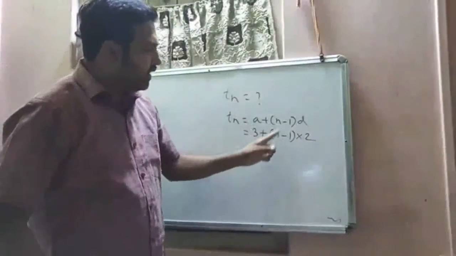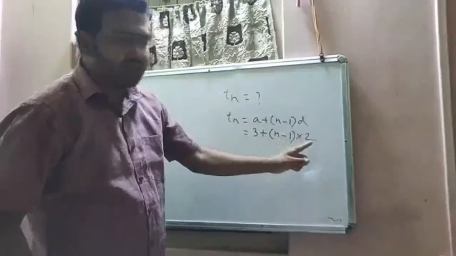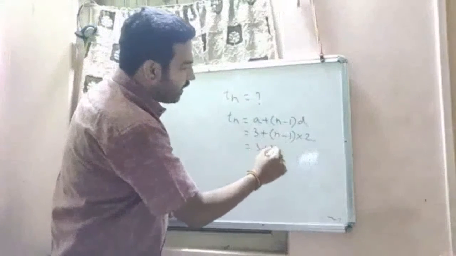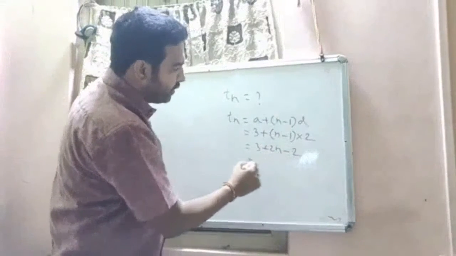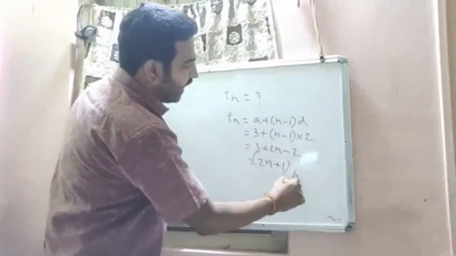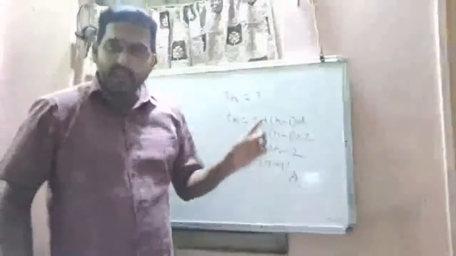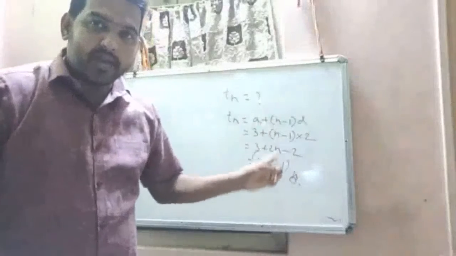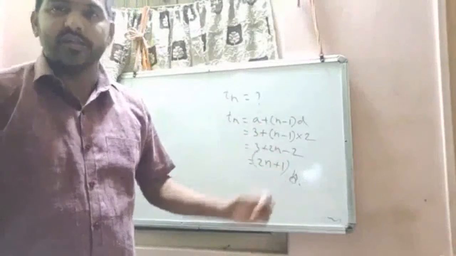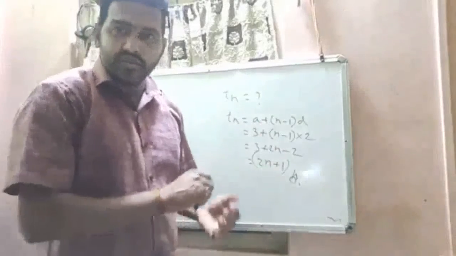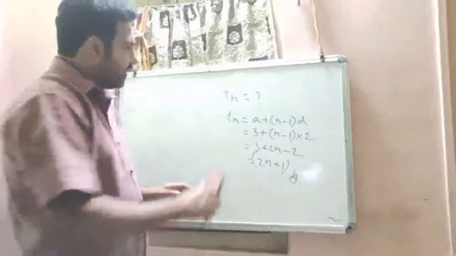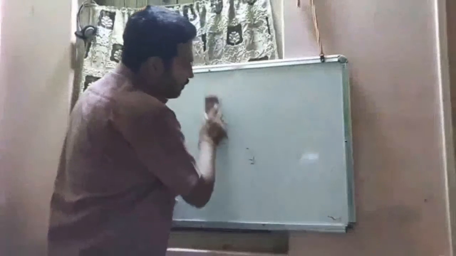3n minus 1 into d equal to 2. 3 plus 2 into n minus 1 into 2. So I can write 2n plus 3 minus 2 is equal to 2n plus 1. So that is the nth term of the AP already given. That is the second answer to the question. So this type of questions may come in the exam. Let's move to the next question.